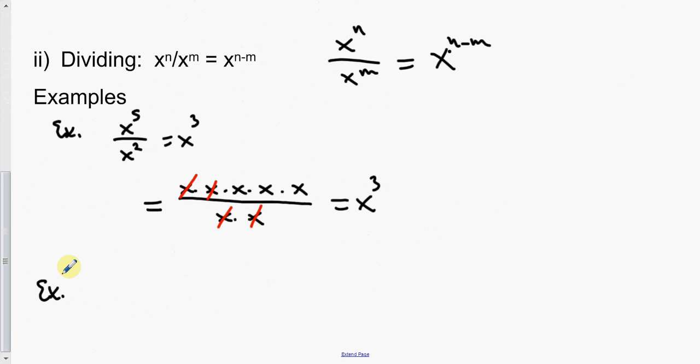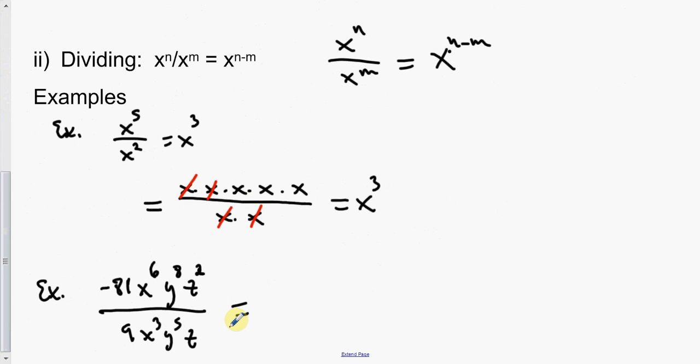One more example, then we'll look at the exercise in Plato. Let's make it interesting. Negative 81 x to the 6th, y to the 8th, z to the 2nd, over 9 times x to the 3rd, y to the 5th, times z. That's good. Now I'm going to deal with each term that is alike.